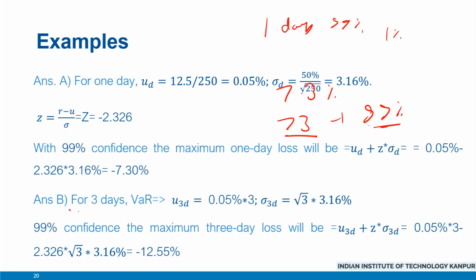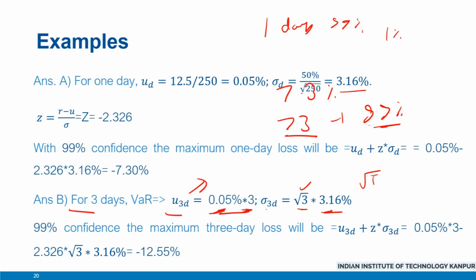Let's see how to work this number for 3 days. First we'll convert our return to a 3-day period by multiplying the daily return by 3. So we get this number. And second, we also need to multiply the daily volatility, sigma 1 day, which is 3.16%, with the square root of 3. So this is nothing but the root t multiplication to the one period standard deviation.